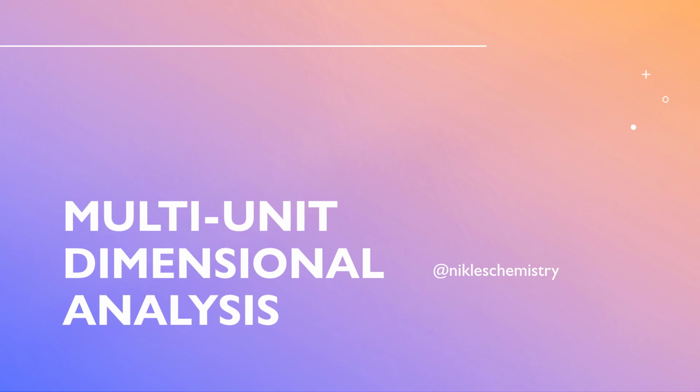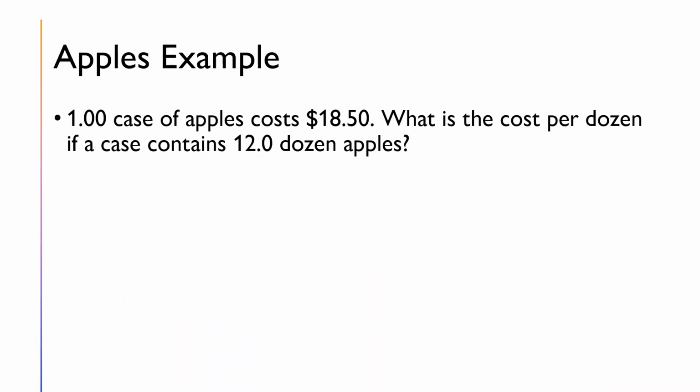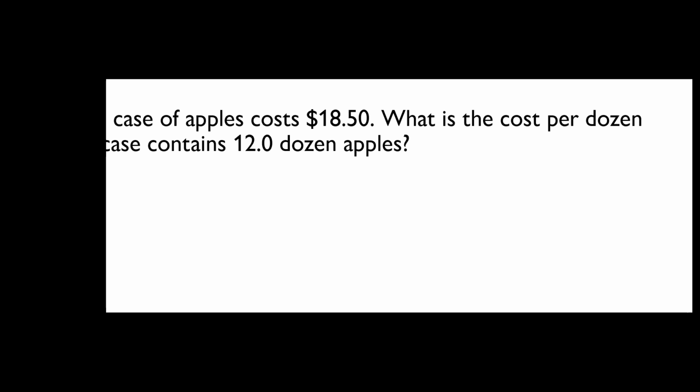Hello, today we're going to talk about multi-unit dimensional analysis. So let's start with an example using apples. Let's say we have one case of apples, a large amount of apples, and it costs $18.50. What is the cost per dozen if that case contains 12 dozen apples? This is a simpler example to help you understand the idea of using these multi-unit conversions.